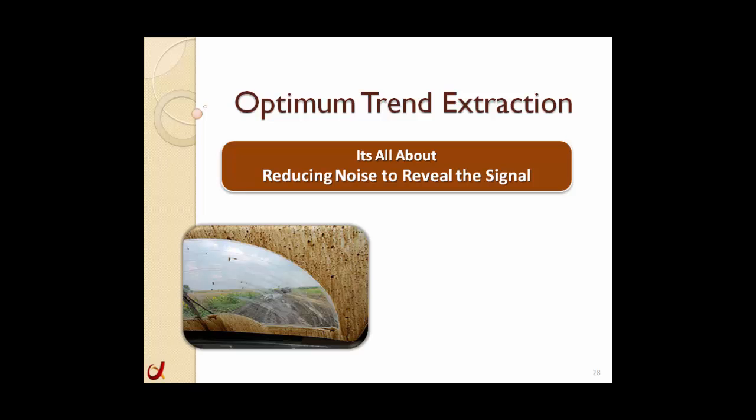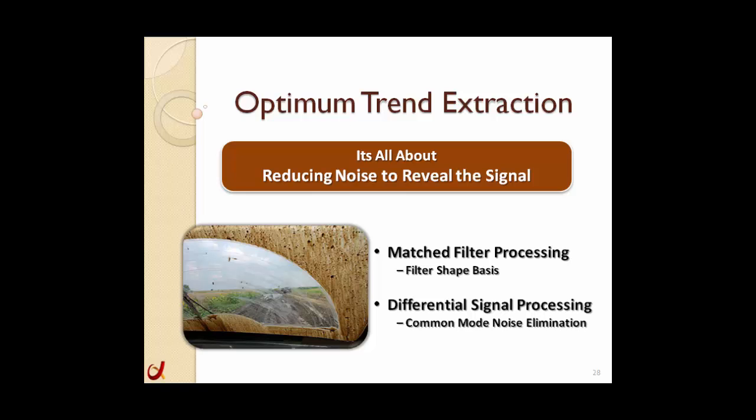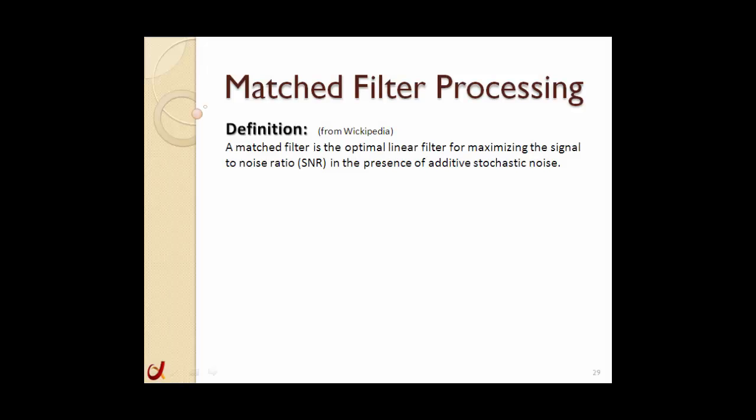There are 2 primary tools a good signal processing engineer would use. First, matched filter processing to optimally shape a noise filter. Second, differential signal processing to eliminate common mode noise. Warning, there's a bit of geek speak ahead. Consider it entertaining background material that you don't have to remember. We'll start with matched filter processing and its definition.